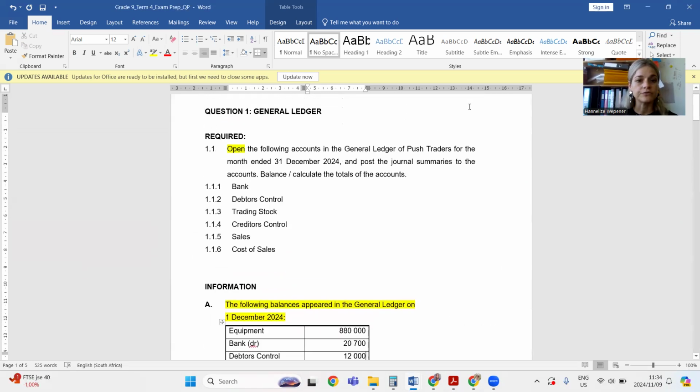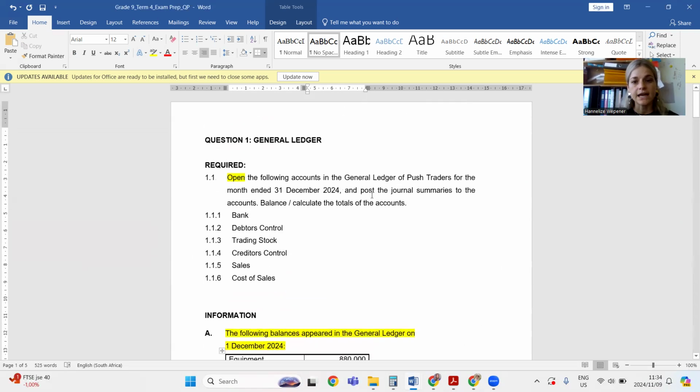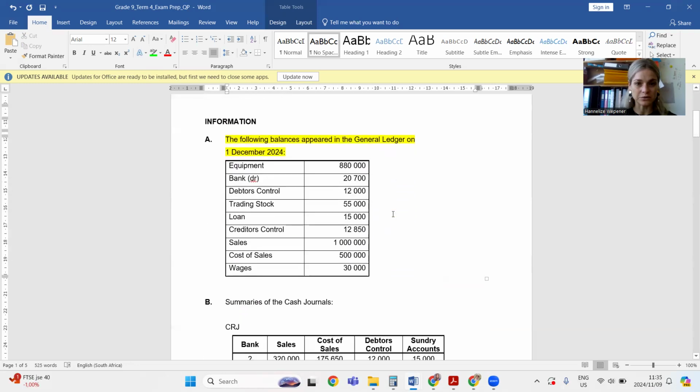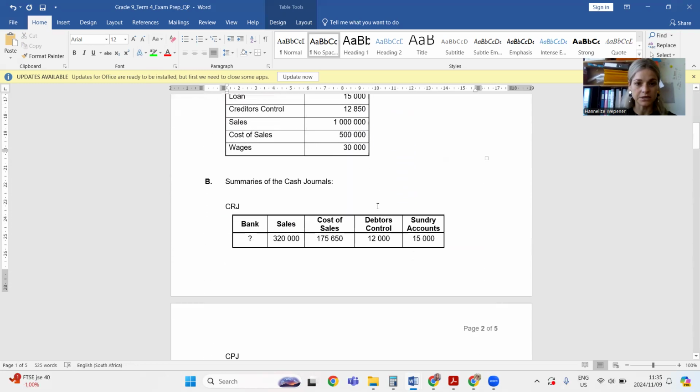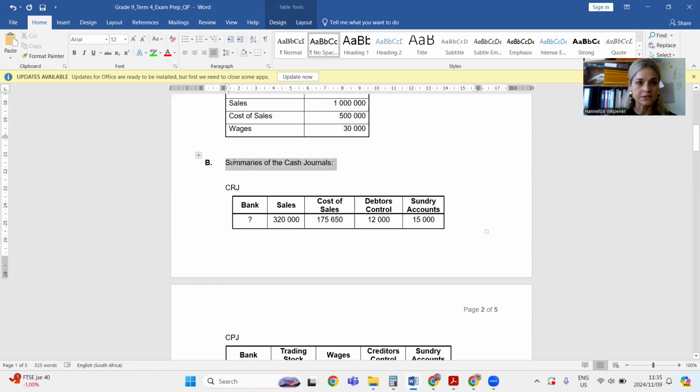And then wages, we don't have to do the wages one, so we are going to ignore that one as well. Right, so the first instruction was open, and then it said post the journal summaries or the journal totals. So that means that we now have to, my apologies, go to the journals. So we've used the ledgers, the opening ones, and here summaries of cash and credit journals. I should have added here cash and credit journals because we have all of them here.